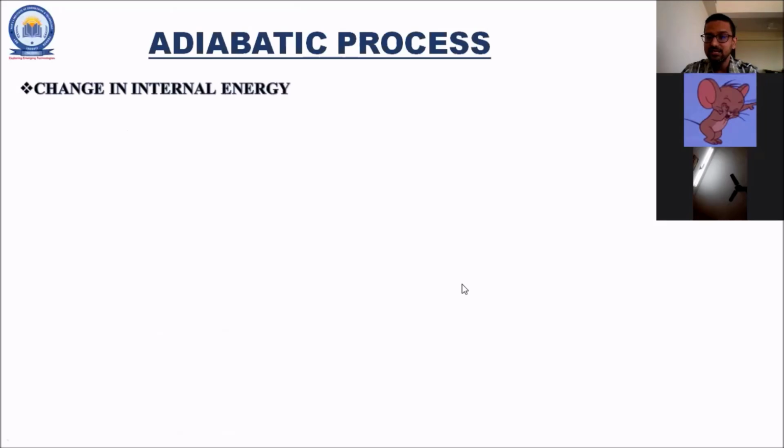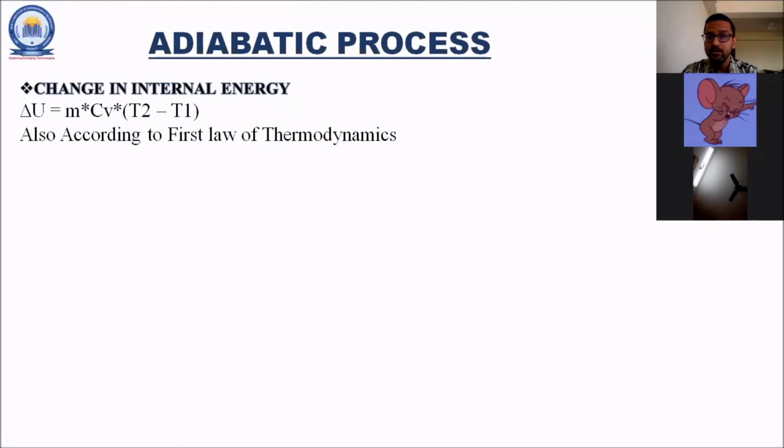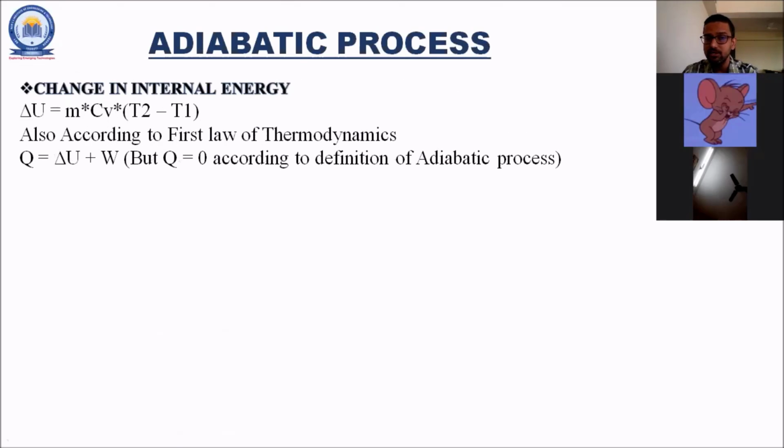The change in internal energy, we have already remembered the equation, that is delta U is equal to mCv into T2 minus T1. According to the first law of thermodynamics, Q is equal to delta U plus W. But in adiabatic process, Q is equal to 0. So I can write down delta U is equal to minus W.